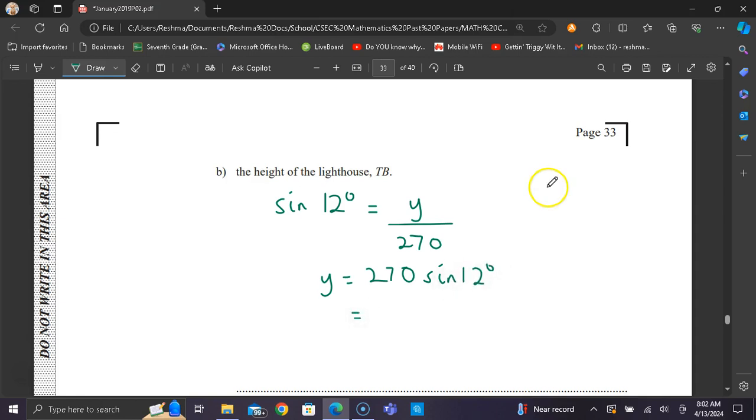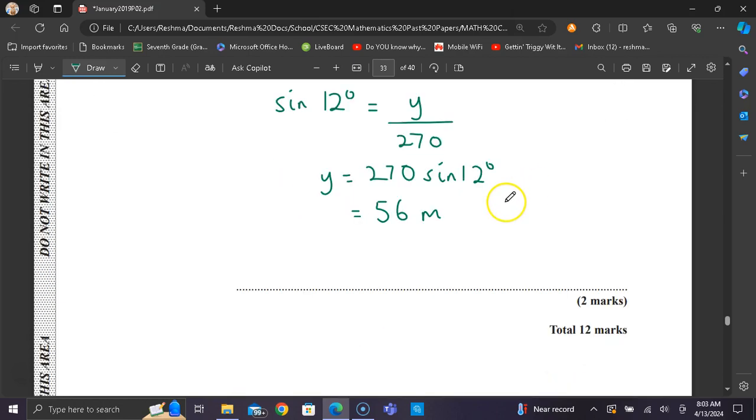So sine of 12 degrees is equal to opposite, which is y, over the hypotenuse, which is 270. So y would be equal to 270 times sine of 12 degrees. And again, we could just input that directly into our calculator. 270 times sine of 12 degrees will give 56 meters to the nearest whole number. Okay, so that's 2 marks.